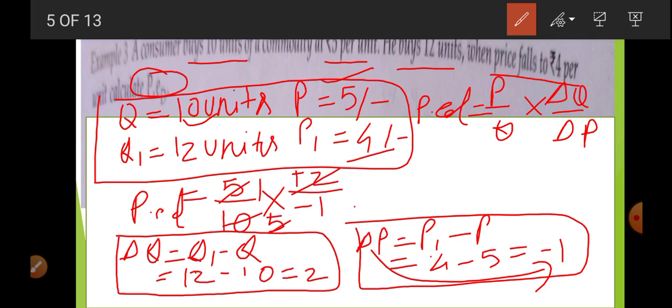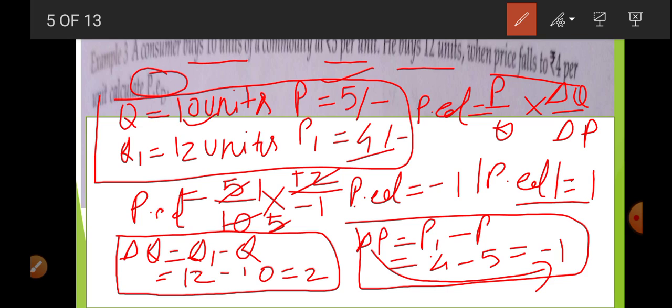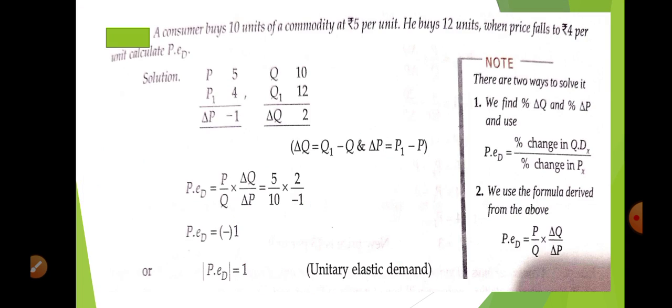Price elasticity of demand will be minus 1. If we write it in modulus, we get the absolute value, so it becomes 1. It is equal to 1, that is, unitary elasticity. Which type of elasticity do we find here? Unitary. Okay, so here you can see the same is done.